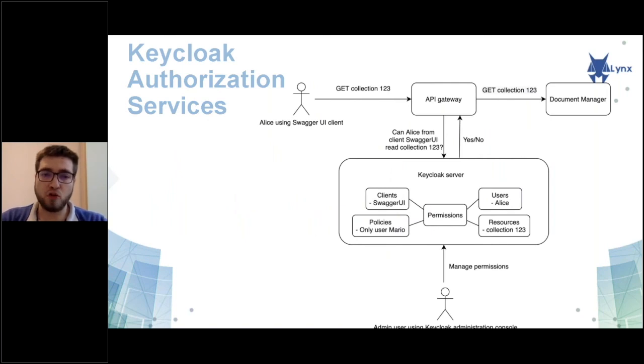Okay, this diagram shows the internals of the Lynx access control system. As you can see, there are three main components: the API gateway, the Keycloak server, and the resource server, which in this case is the document manager. Furthermore, two human actors are shown: Alice, who represents some user, and the Lynx administrator.